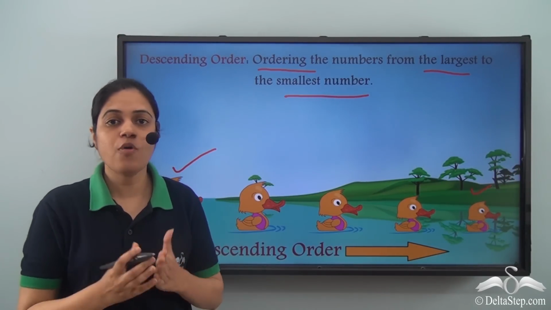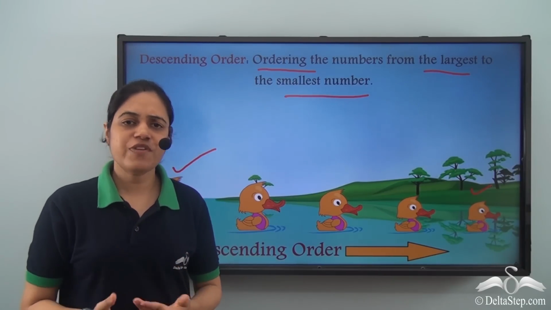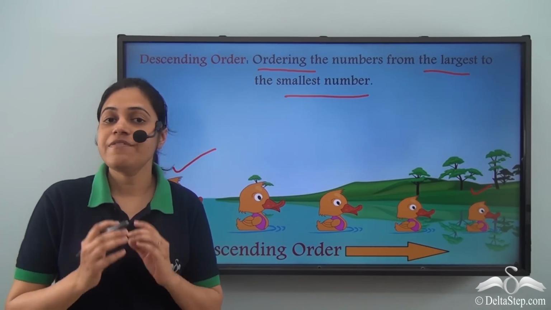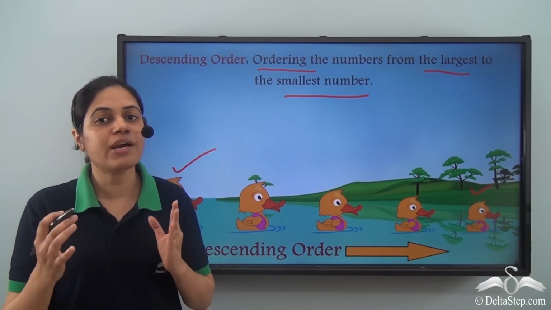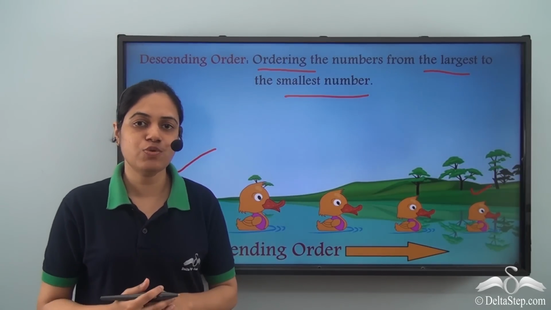Now let us see how we can arrange or order 6-digit numbers. We have already learned how we can compare 6-digit numbers. We learned certain rules for comparing two 6-digit numbers. So let us revise these rules first.